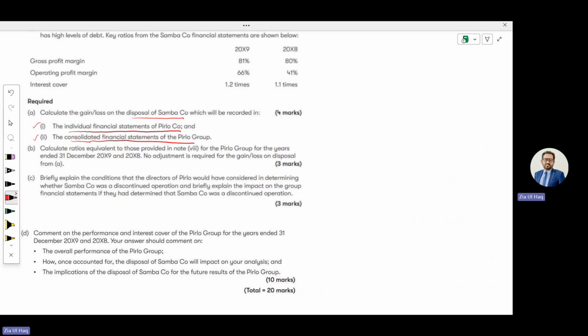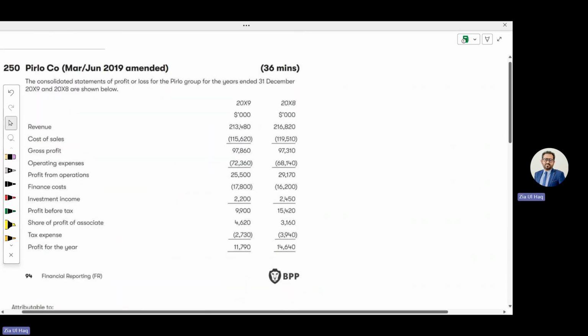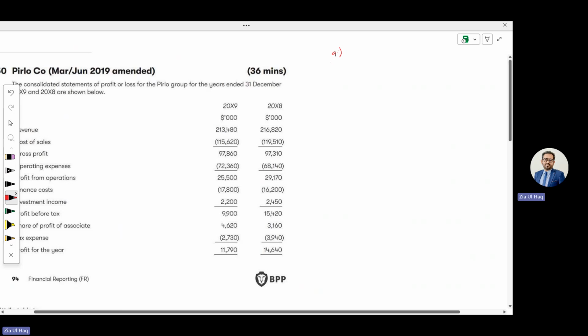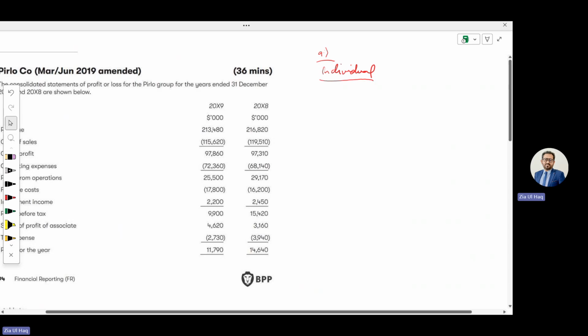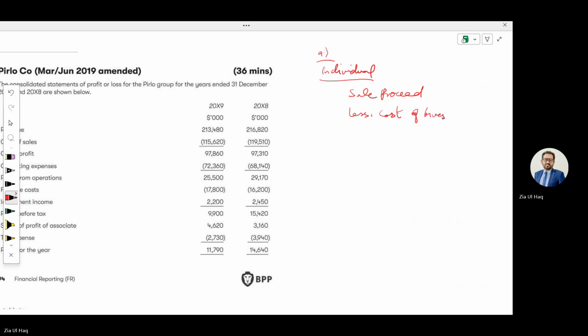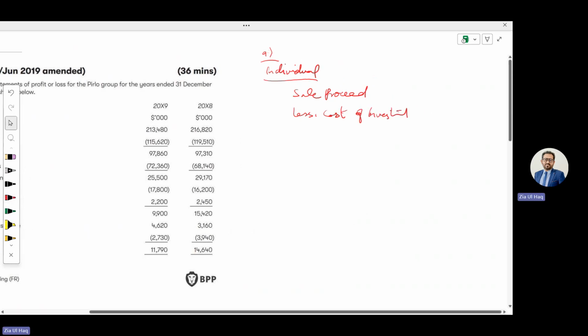Requirement A: gain or loss for individual financial statements and consolidated financial statements. And we know the formula. First, the individual. What is the formula? Sale proceeds, meaning the cash amount, from that we deduct the cost of investment. You will be able to calculate the gain or loss on disposal.